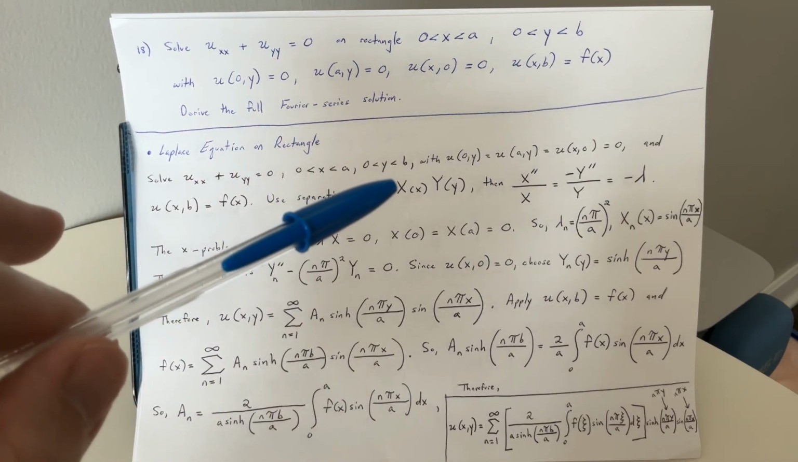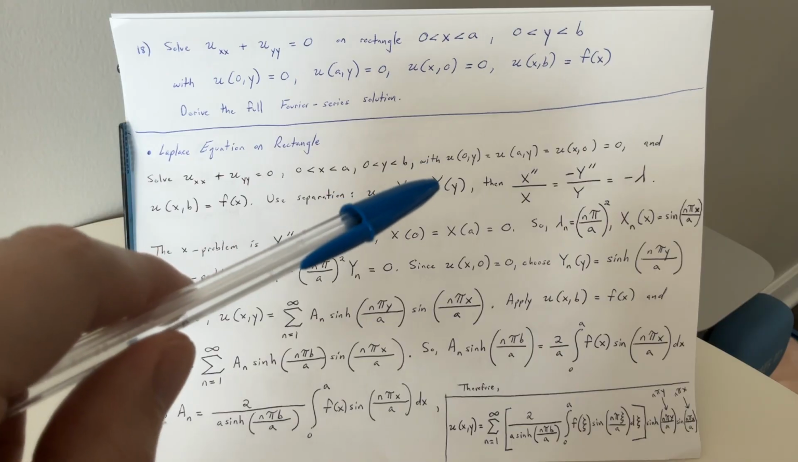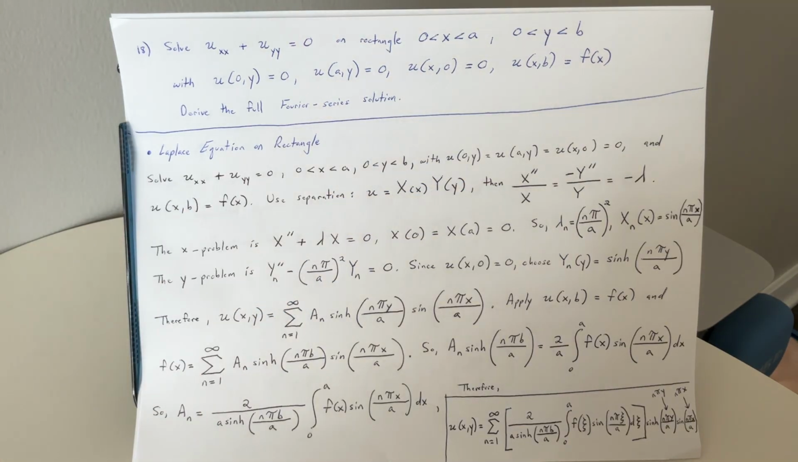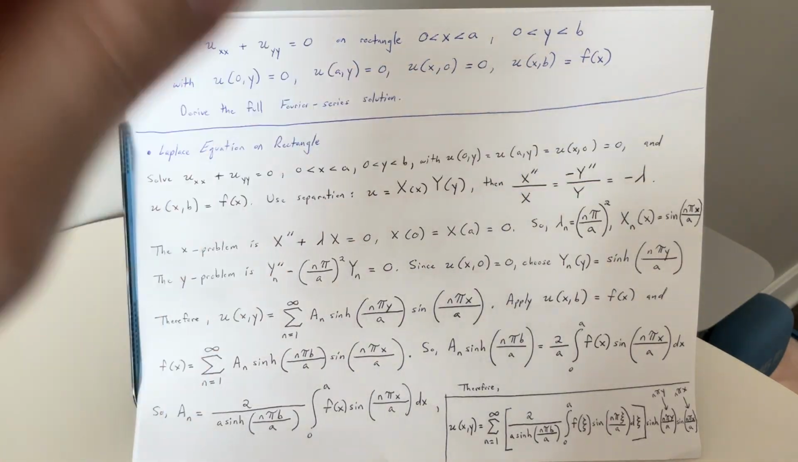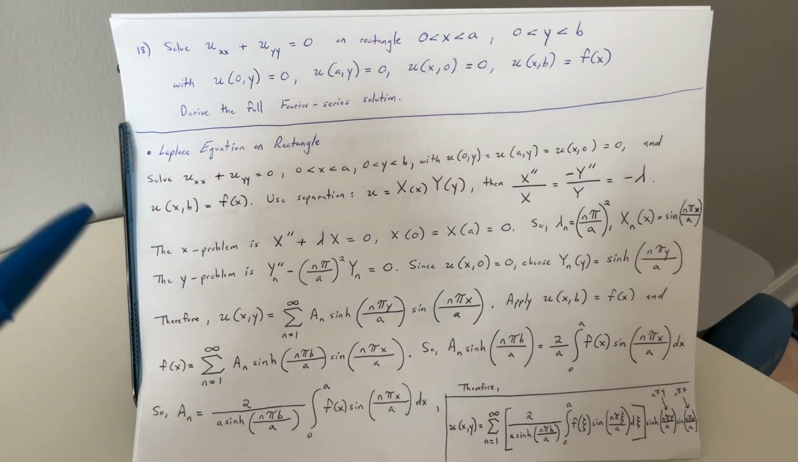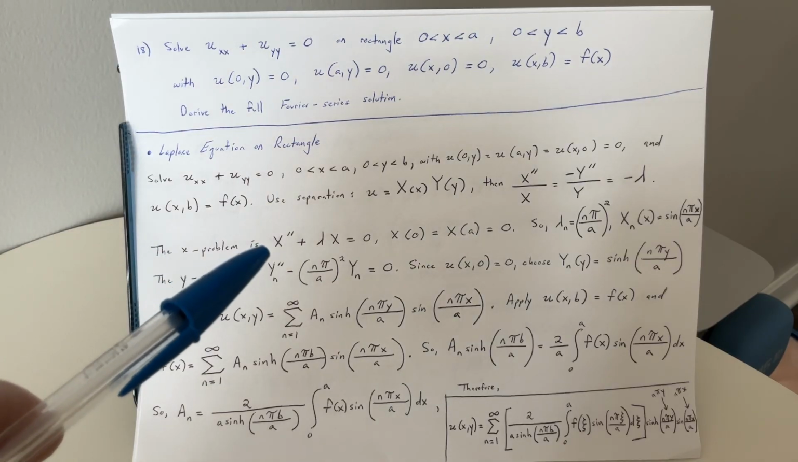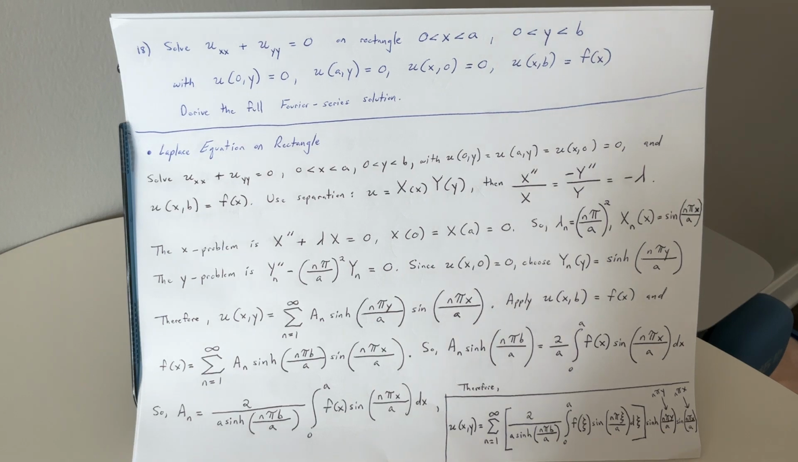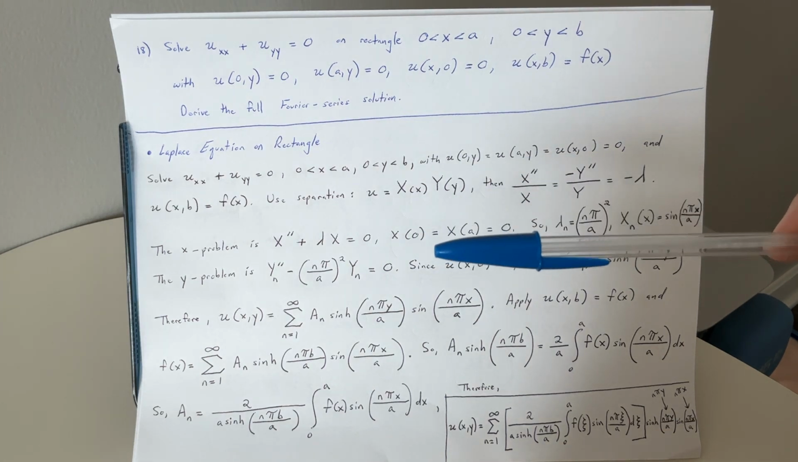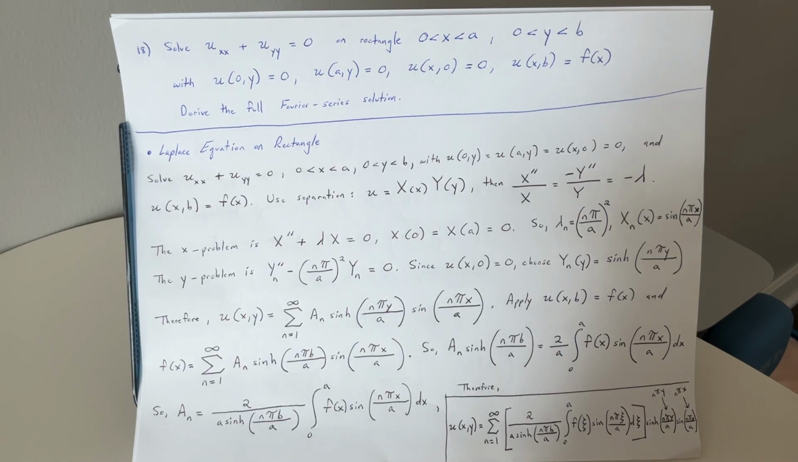U equals capital X of x, capital Y of y. Then capital X double prime over capital X equals negative capital Y double prime over capital Y, and that equals negative lambda. So the x problem is capital X double prime plus lambda capital X equals 0, and X of 0 equals X of a equals 0. So lambda sub n equals this quantity, n pi over a squared. So capital X sub n of x equals sine of n pi x over a.